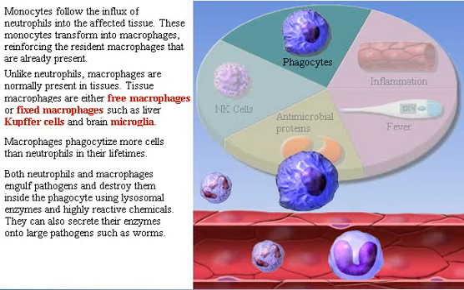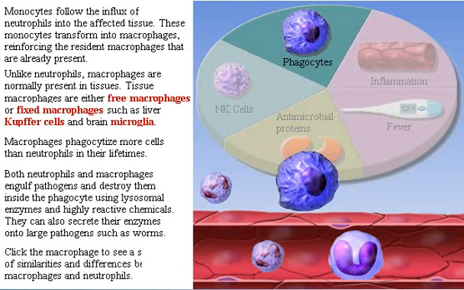Both neutrophils and macrophages engulf pathogens and destroy them inside the phagocyte using lysosomal enzymes and highly reactive chemicals. If the pathogens are too large to engulf, such as worms, phagocytes can also secrete their destructive enzymes onto the surface of these pathogens. Click the macrophage to see a summary of similarities and differences between macrophages and neutrophils.